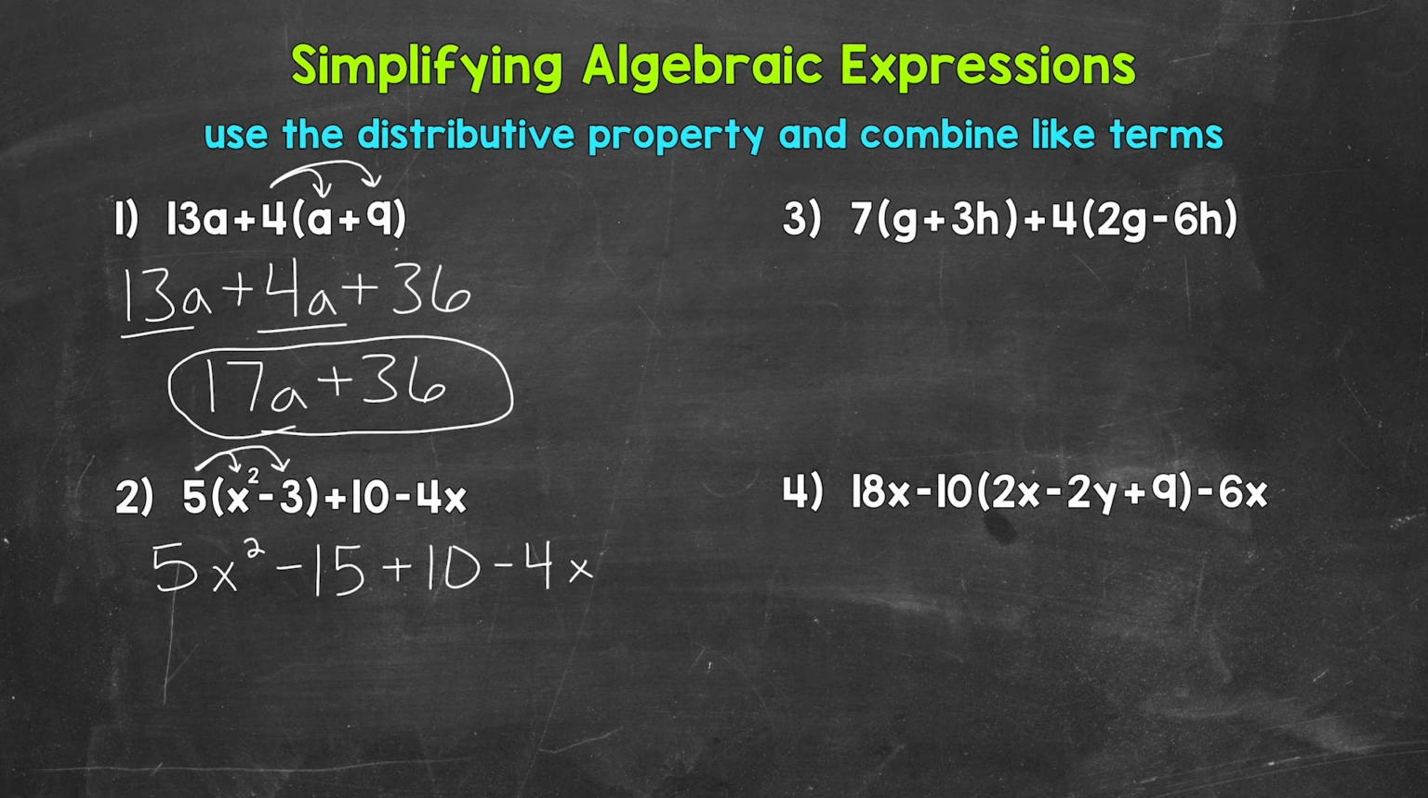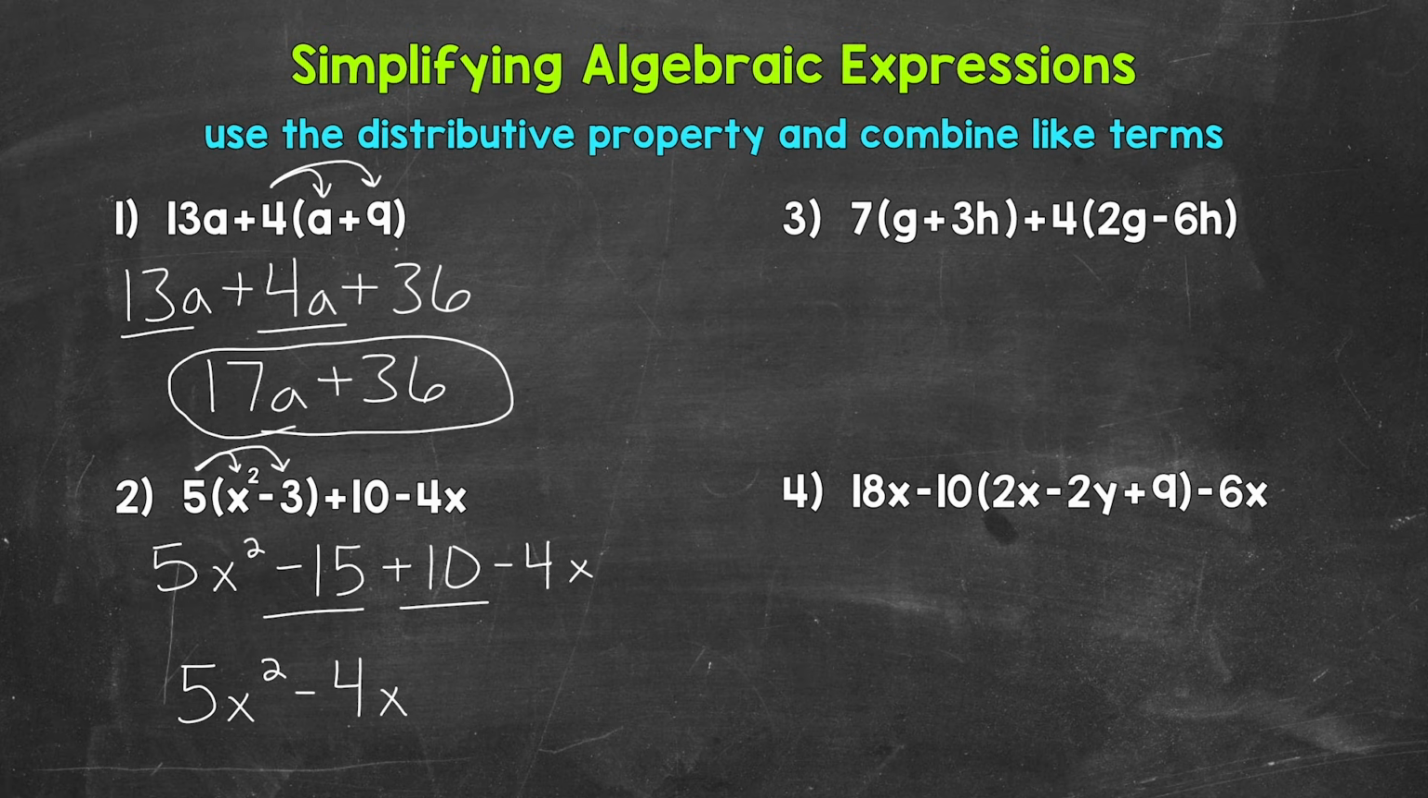Now that we removed the parentheses, we can look to combine like terms. So do we have any like terms that we can combine? Yes, we have 2 constant terms, negative 15 and 10. So let's combine those like terms. So we have 5x squared minus 4x. That's a negative 4x. The term will take the sign that's in front of it.